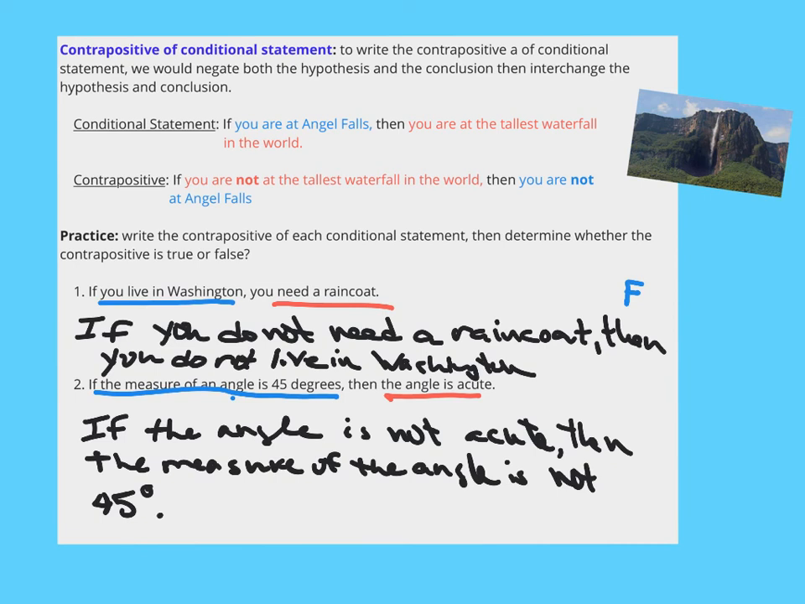Is that statement true or false? If the angle is not acute, then the measure of the angle is not 45 degrees. So we can have an angle that's not acute, which would be 90 or bigger, and that means the angle measure is not 45 degrees.